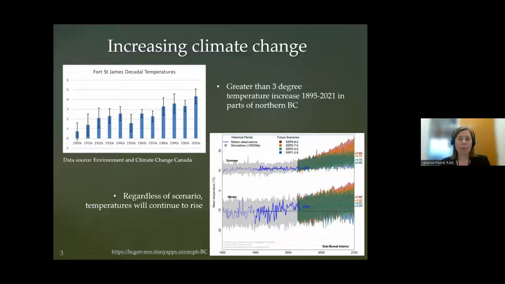That is telling us that we've seen greater than a 3-degree temperature increase over that nice long record for this part of the province. And looking at projections down below, we see that regardless of scenarios, of course, temperatures will continue to rise. Most of the warming that we're experiencing in northern British Columbia has actually been in the winter months, but the projections are telling us that our summer months are going to be experiencing just as much warming in the future, which will lead to even more forest disturbances.